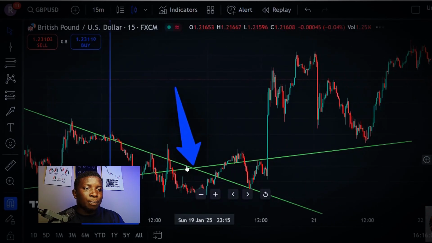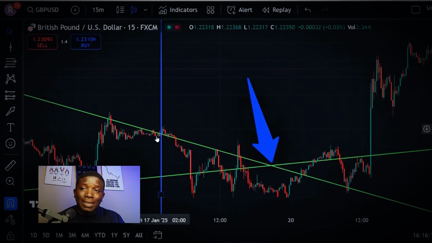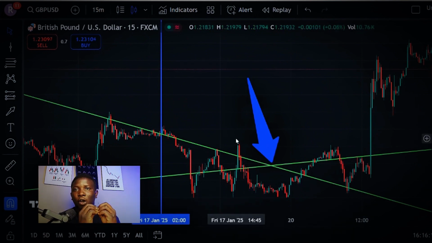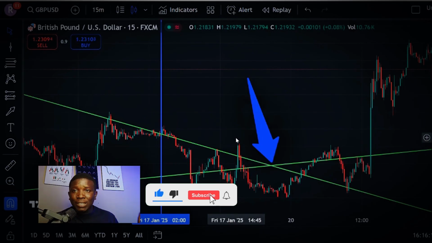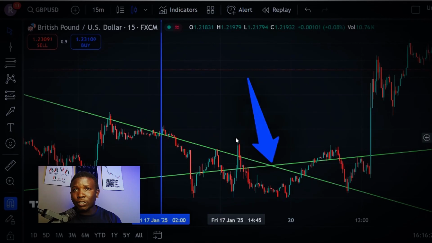Now, if you check properly from where Friday started, you could see that these trend lines we have right here show that it is coming to close up. It's not open like the initial trend line we had. So in this condition, we are not trading rejection. We are trading breakouts. So how do you trade the breakout? I'm going to show you that.